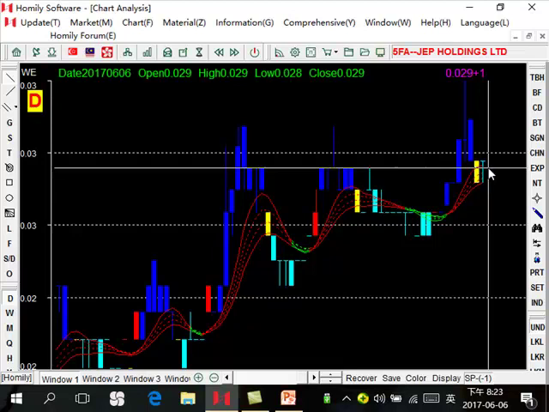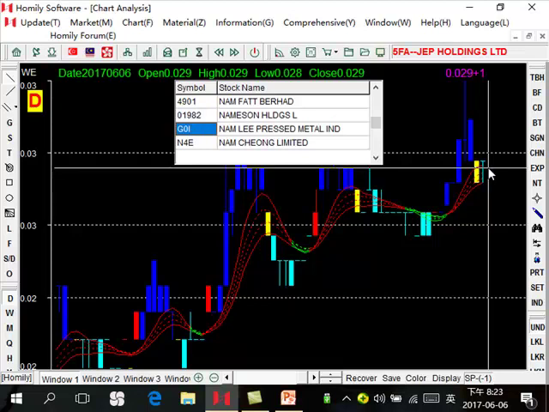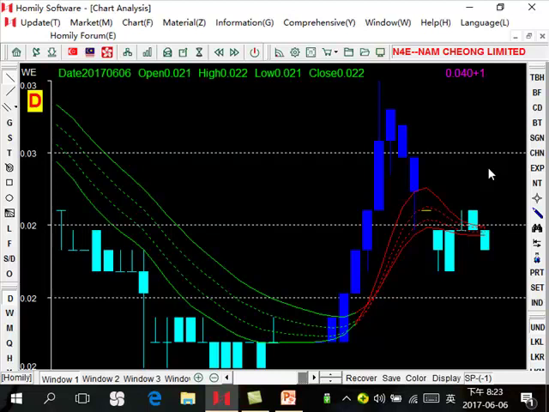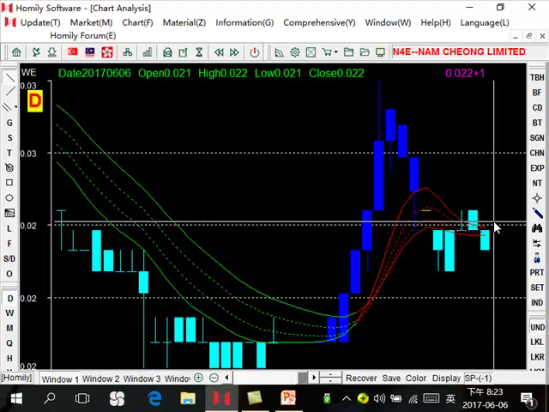Nanchong. Buy or not? No. Wait and see. If you see the red candlestick appear, you can consider buying. But for now, wait and see, okay? So we have so much information, right? So you can follow this method to operate your stock.